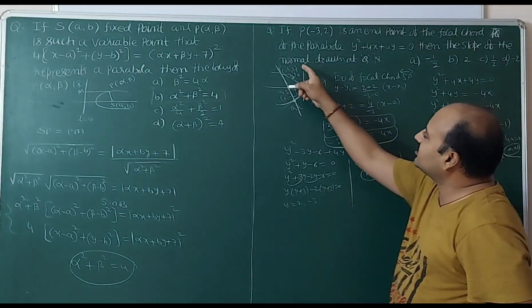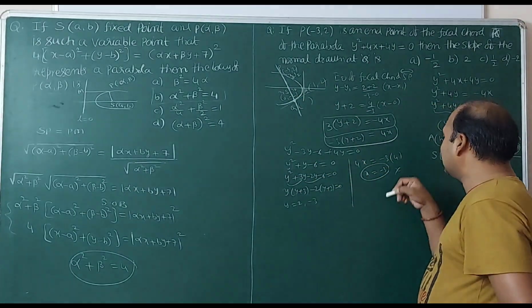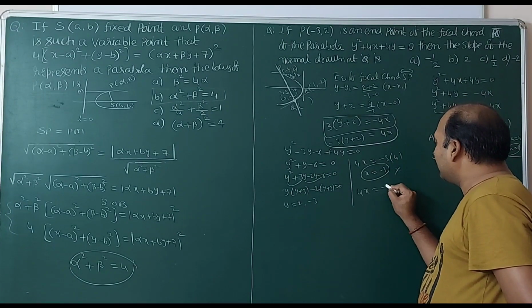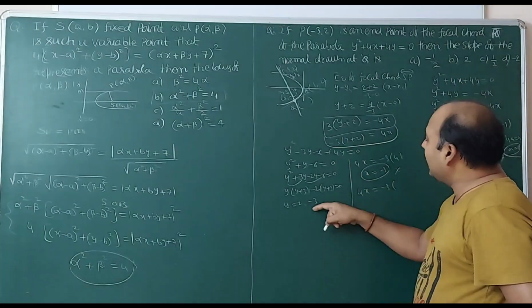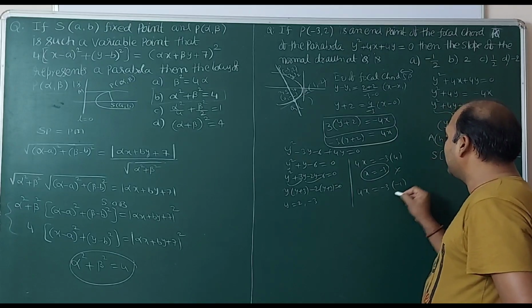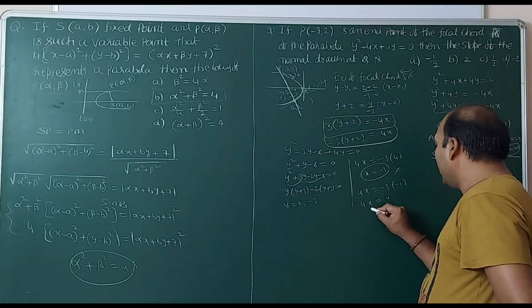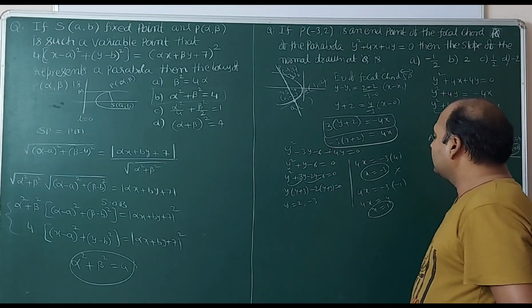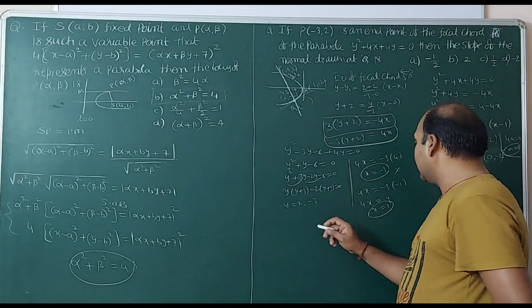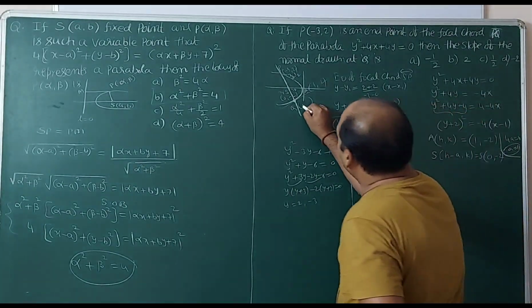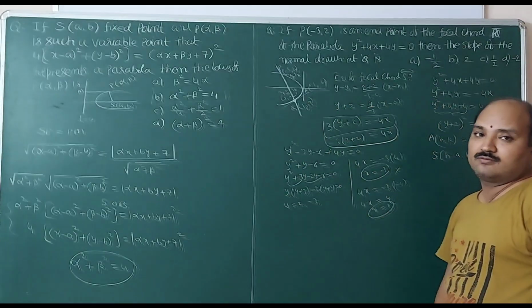So (minus 3, 2) is already a point here, so we cannot consider this. So 4x is equal to minus 3 into y value, minus 3 plus 2, so minus 1. So 4x is equal to 4. X is equal to 1. So x is equal to 1, y is equal to minus 3. So this is (1, minus 3), dear students.